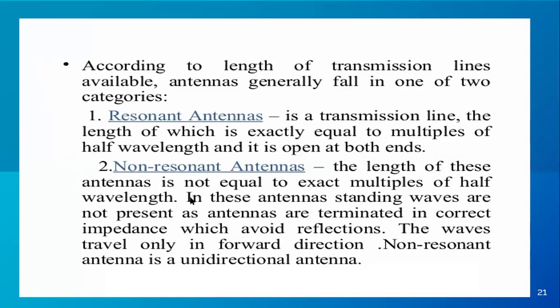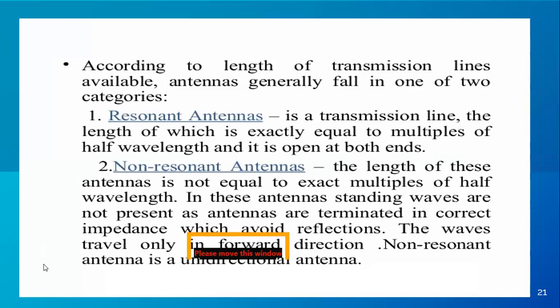Similarly, for non-resonant, the length of the antenna is not equal to an exact multiple of the half wavelength. We are talking about the length in the form of the electromagnetic wave, which is the wavelength, denoted by lambda. In these antennas, standing waves are not present. Standing wave ratio, VSWR, what is standing wave ratio? Already we have studied. It is not present in this antenna.